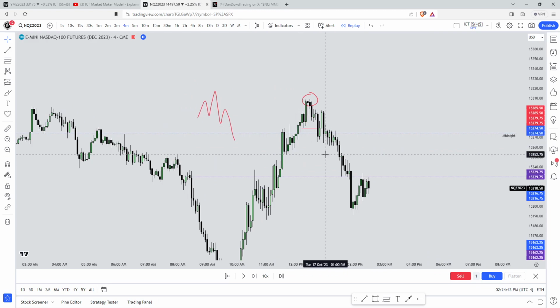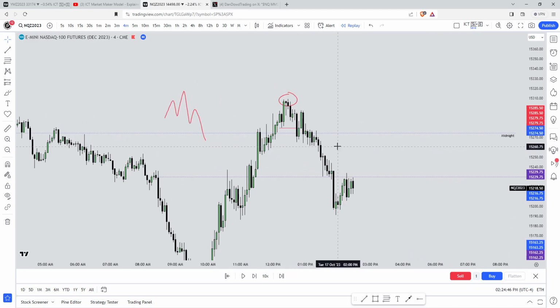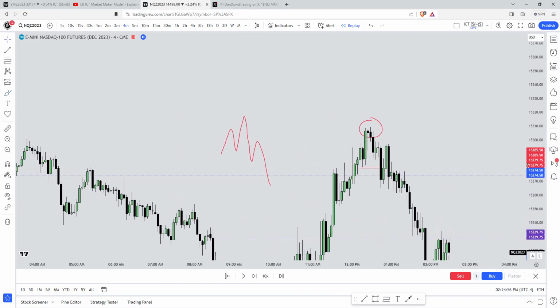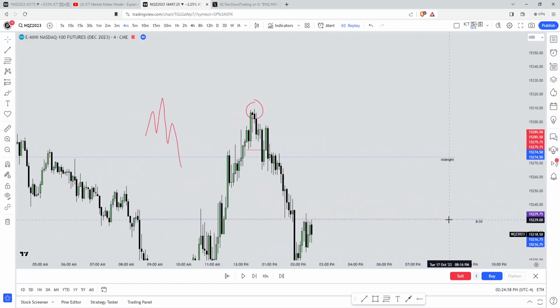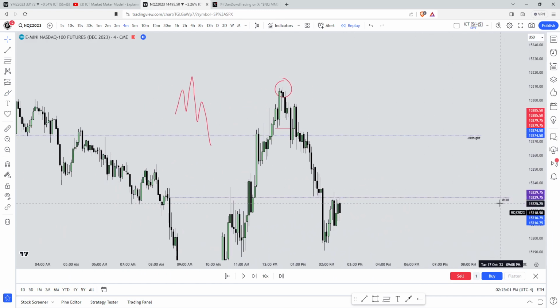What does that show? That shows that the market is in a deep premium. What does a deep premium mean? It means that if smart money is going to start displacing price lower, this is really going to be an area now where they're going to start looking to short the market. Once price pops above midnight and 8:30, that's a deep premium. Once it pops above 8:30, that starts becoming a premium.